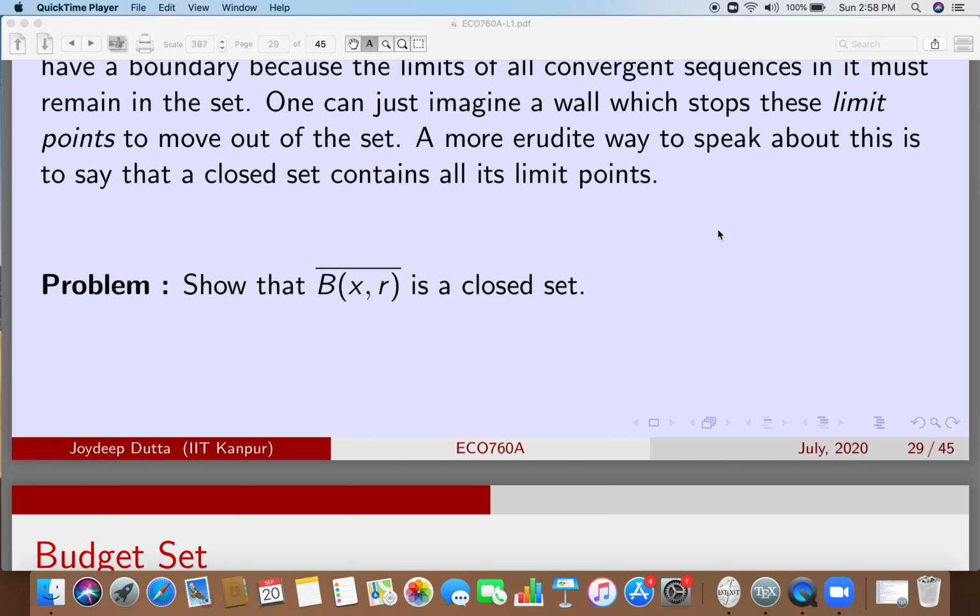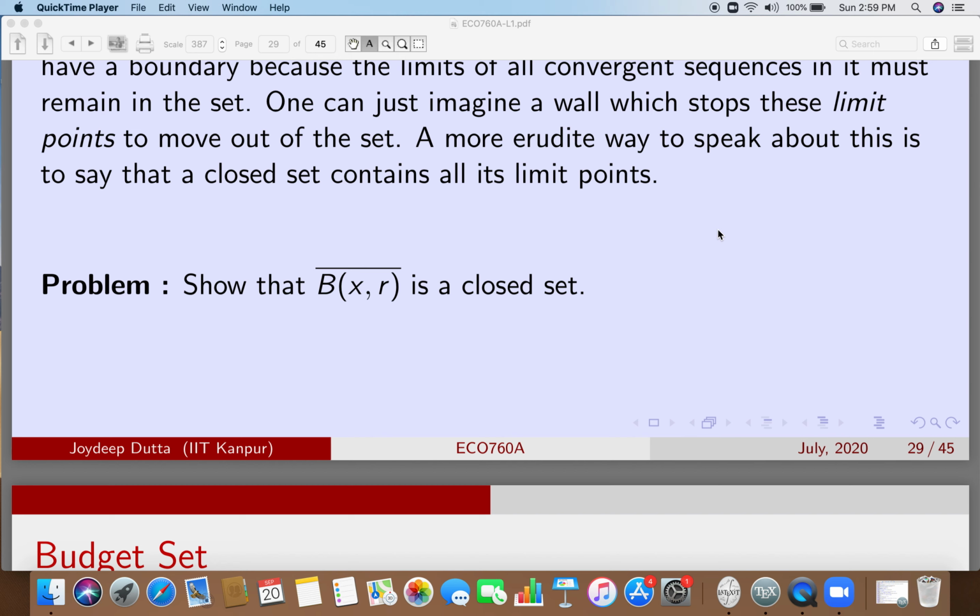So there's a problem for you: you have to show that this is a closed set. You have to argue: you take a sequence xk in B(x, r) closure, and say that xk goes to x star. Then what will you have? The norm of xk minus x star would be less than epsilon. So then what would happen?